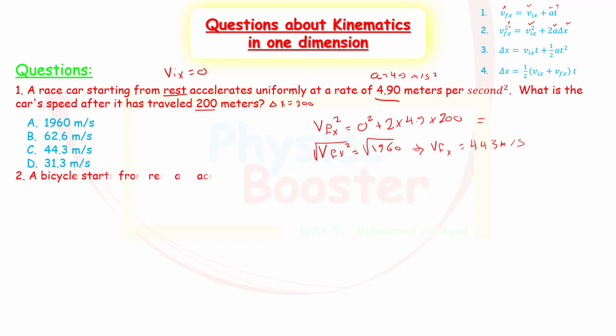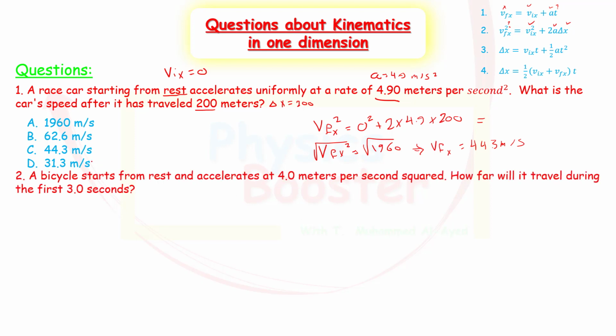Next question. It says here that a bicycle starts from rest. So again, we have v initial x is equal to 0, and it accelerates at a rate of 4 meters per second squared. How far will it travel during the first 3 seconds? So this time we have time equal to 3 and it's asking for delta x. Delta x is the unknown.